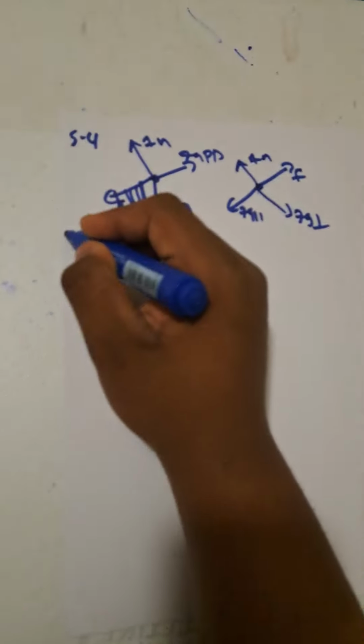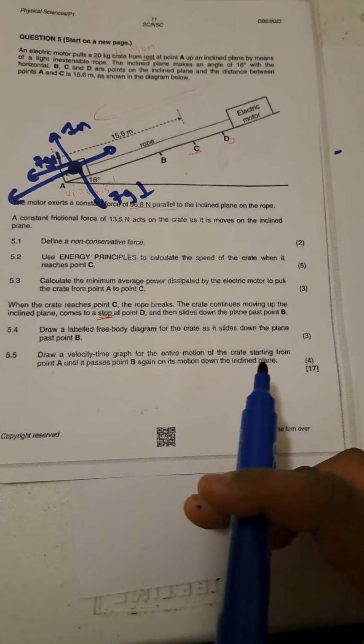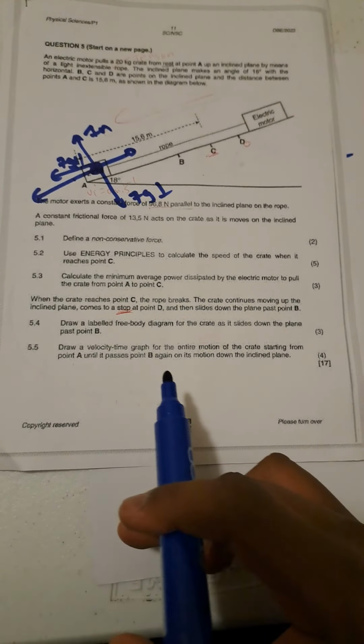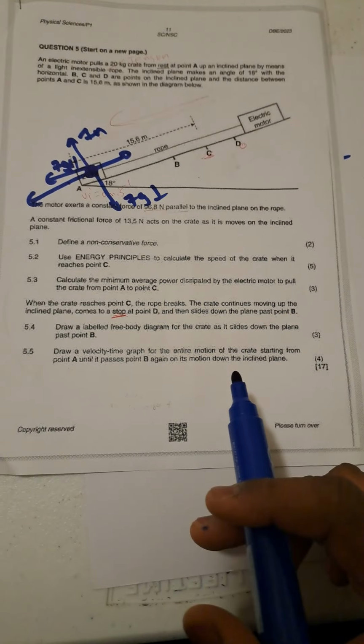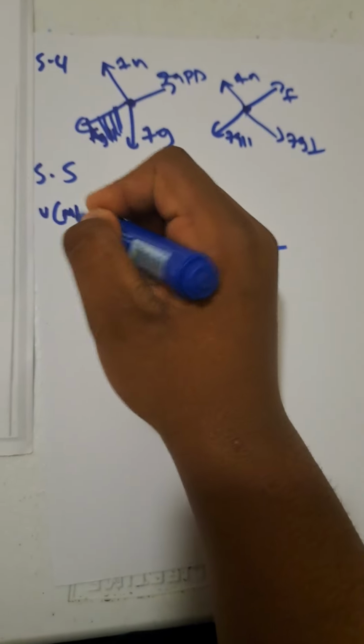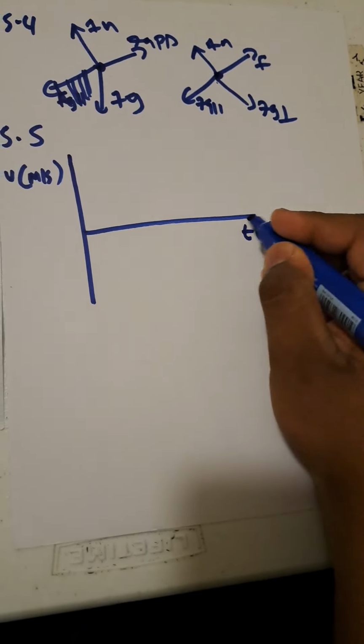And then 5.5, draw a velocity time graph for the entire motion of the crate, starting from point A until it passes point B again on its motion down the incline. So now they are saying velocity time graph. So it means I'll have my axes here like this. This is my velocity, measured in meters per second, and then I have my time, measured in seconds.